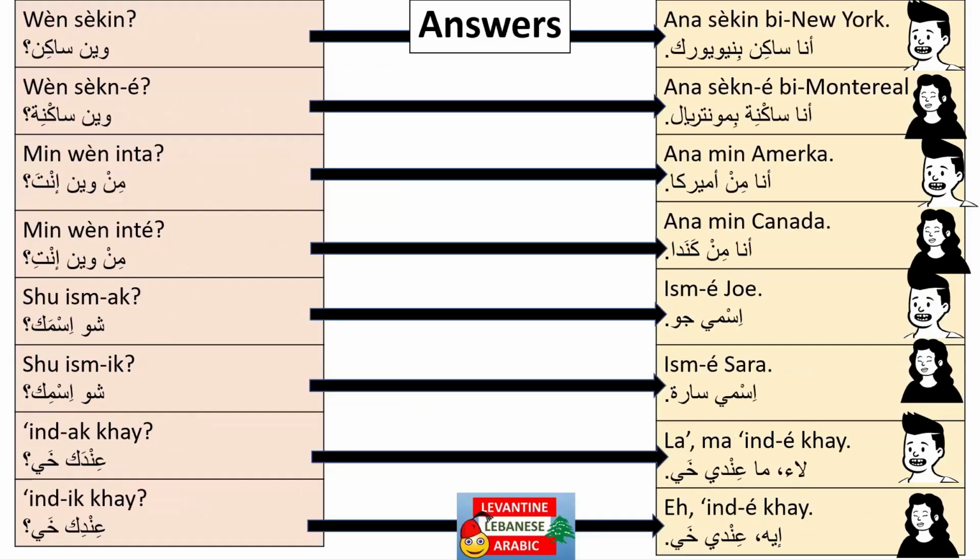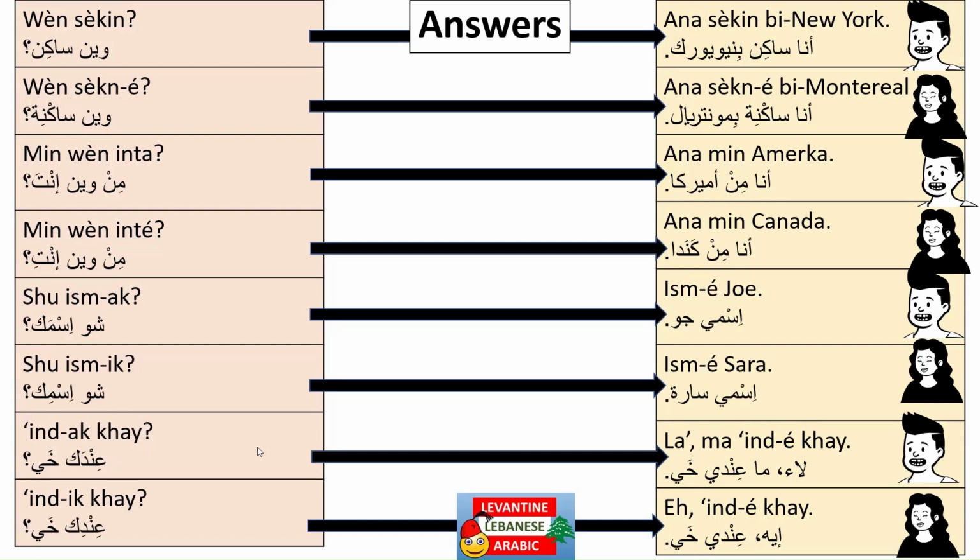Okay, so these are the answers. So when ساكن, أنا ساكن بنيويورك. When ساكنة, أنا ساكنة بمونريال. من وين أنت? Where are you from? أنا من أمريكا. من وين أنت? Where are you from? Addressing the feminine, you in the feminine. أنا من كندا. شو اسمك? What's your name in the masculine? اسمي, my name. جو, اسمي جو. شو اسمك? What's your name? Addressing a female. اسمي سارة.